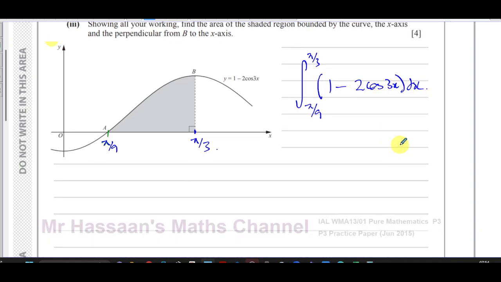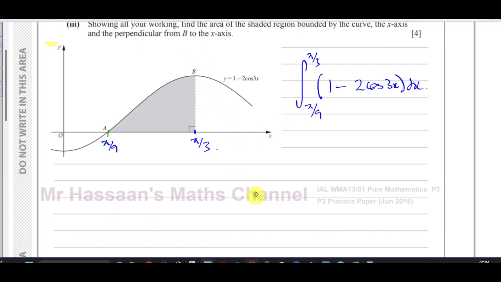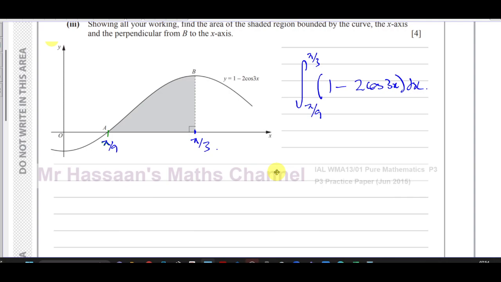Now, in order to do that, what we can do is simply integrate our function. So this is why I expressed my answers in terms of radians, because when we integrate or differentiate, we must deal with radian measure with trig functions. All right, so that's why I gave my answers in terms of pi, where I could have written these answers in terms of degrees if I wanted to for part 1 and 2.